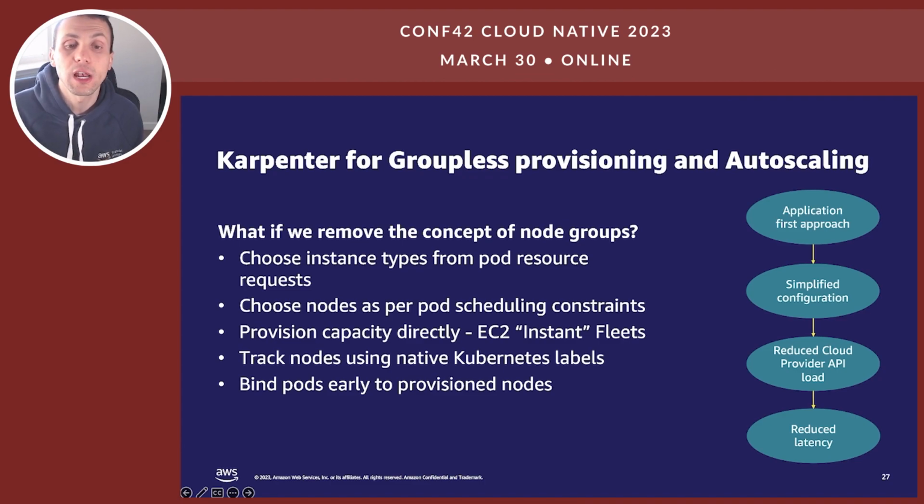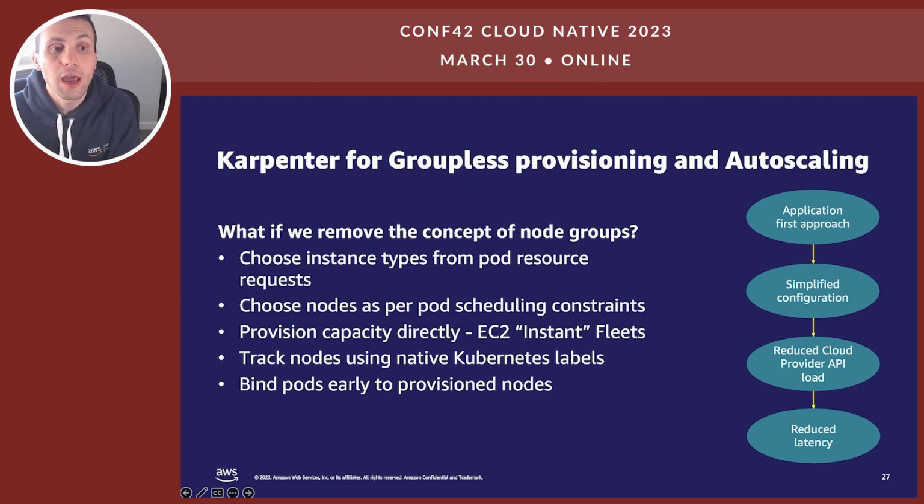And it reduces a lot of the cloud provider API load, because now it's going directly to the EC2 Fleet API. It doesn't have the limitations on how many times you can call autoscaling groups, which the Cluster Autoscaler had. And it reduces the latency significantly.